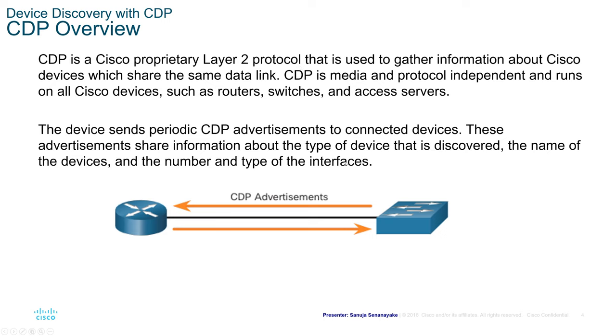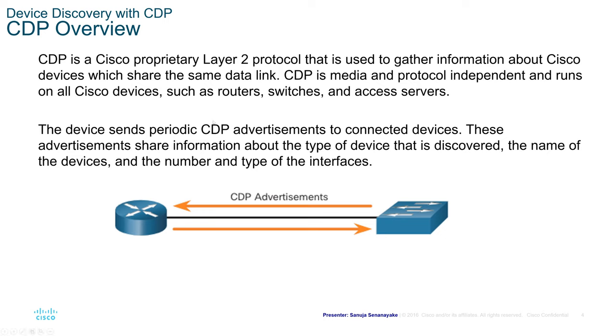So the device sends periodic CDP advertisements to connected devices. These advertisements share information about the type of device that is discovered, the name of the devices, and the number and the type of interfaces.